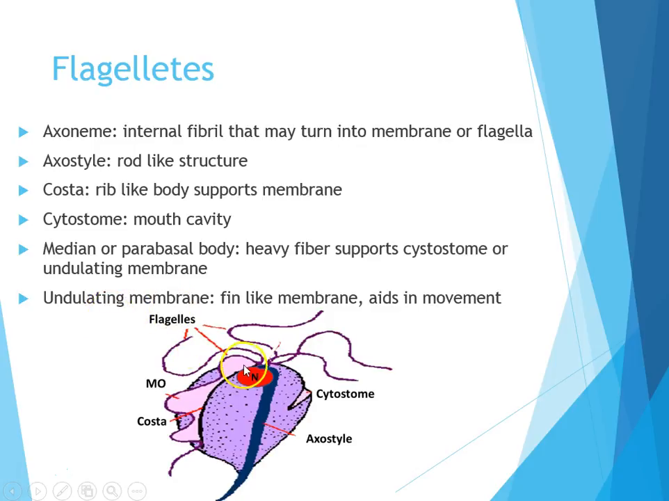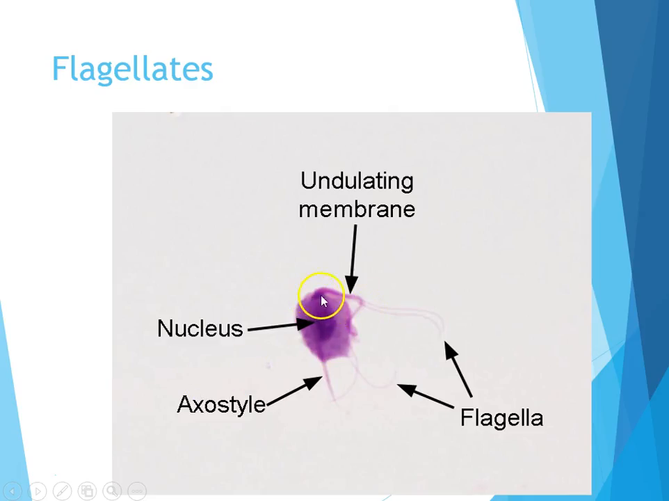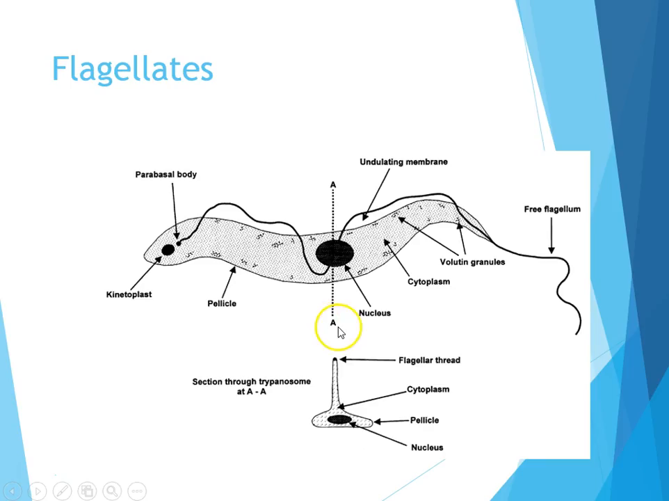The undulating membrane is this. This is a membrane that comes off the costa, and it's a fin-like membrane that helps the organism move. This is the undulating membrane. There's a membrane in here, even though it looks hollow. These are the flagella on the top, flagella on the bottom. This is the axostyle, and this is the organism's nucleus here. This is just a diagram, of course, but this is the undulating membrane.